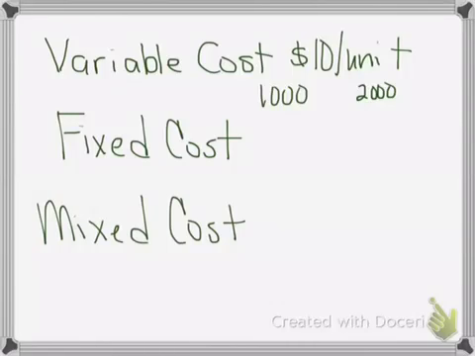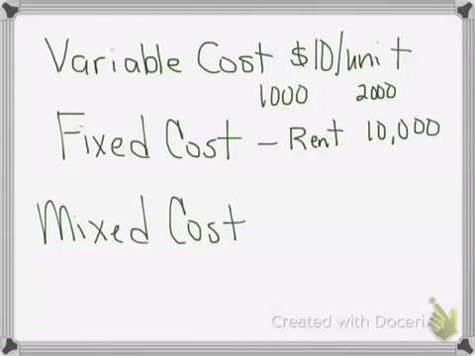Now, fixed costs are items where the total cost stays the same. So this would be like rent. If our rent is $10,000 a month, it doesn't matter if we produce one item or we produce 10,000 items. Our rent is still going to be $10,000 a month. So it is not going to change. It will stay the same. But per unit, if we produce more, then the cost per unit would go down because it is staying the same in total amounts.